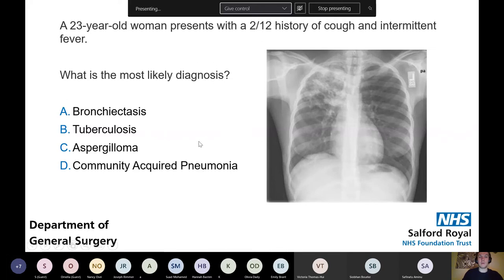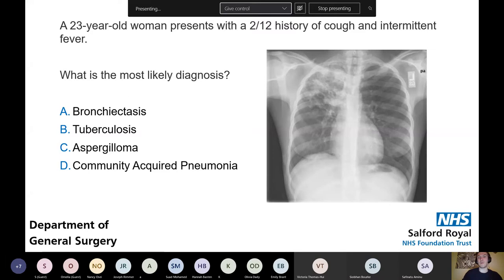And the community acquired pneumonia, you could actually have somebody that has 2 months of cough and fever. In a young person as well, who might have a higher physiological reserve, they could have a chest infection that kind of sits unnoticed for that long. It's less likely, they tend to be more acute than that.